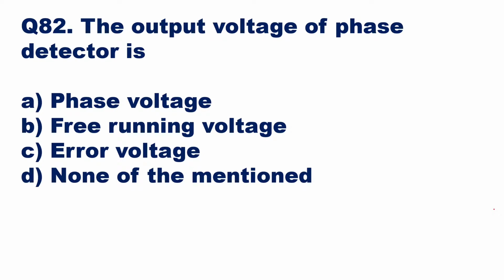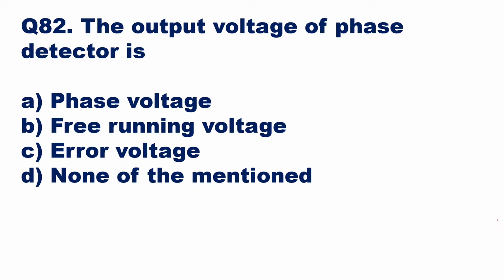The output voltage of phase detector. So the options here are phase voltage, free running voltage, error voltage, and none of the mentioned. Now, if you see the output voltage of a phase detector, the input to the phase detector will be your desired frequency and the feedback frequency.